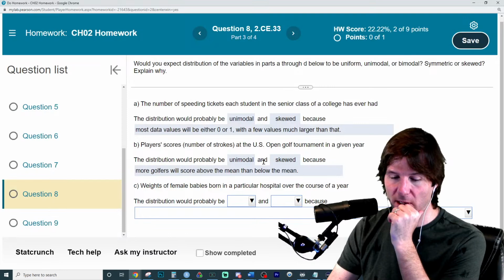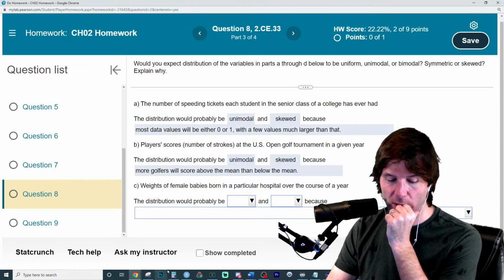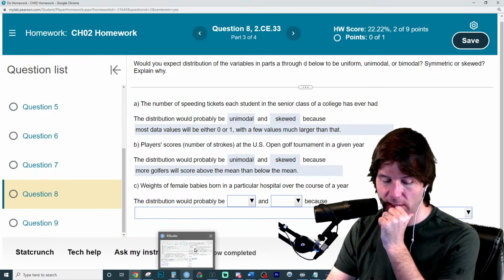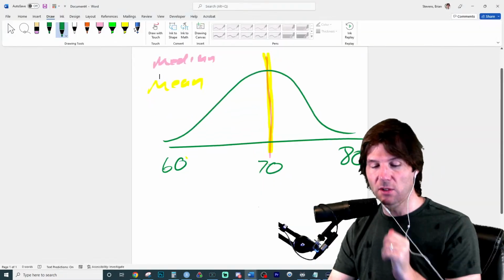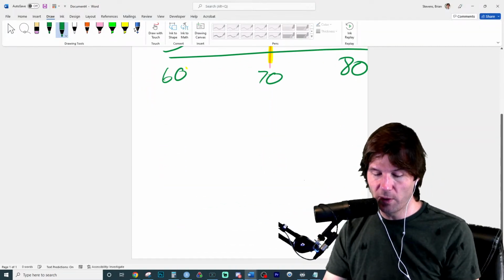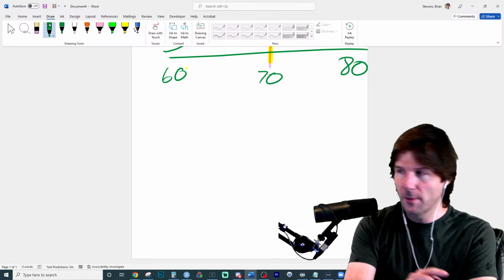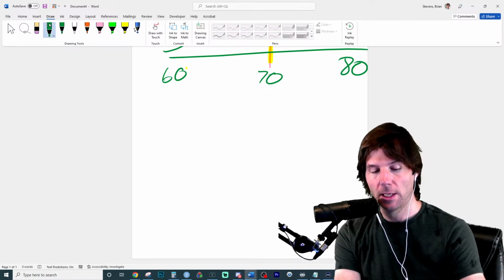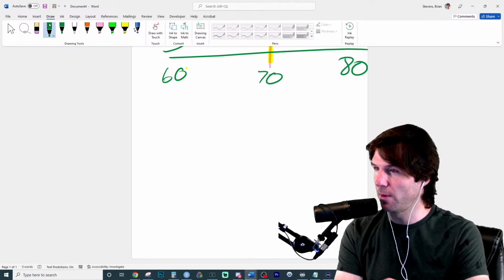So what they're saying is more golfers will score above the mean. That is such a weird way of saying it. I agree with the bimodal thing. So they're saying it's skewed. What they're pointing to with that answer, some of the answers were just theoretically impossible. More golfers will score above the mean.